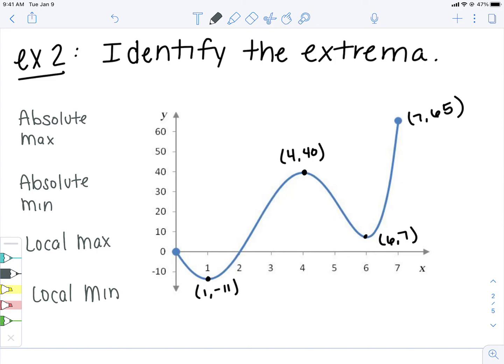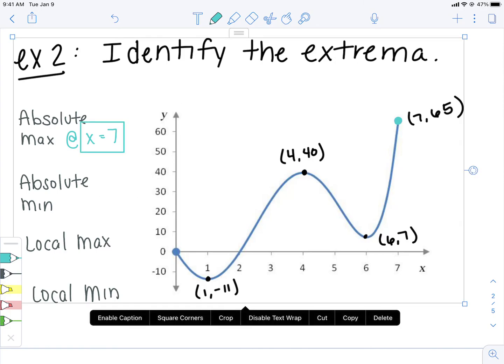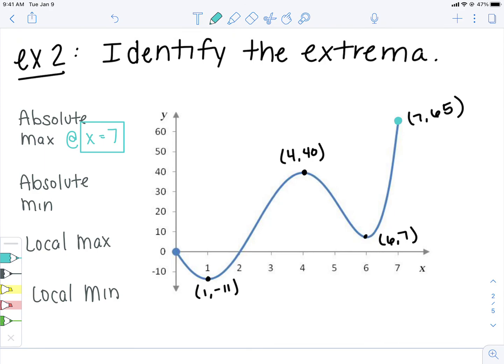Where is my absolute max? At 7, right? My highest point on my graph is right here. So I would say at x equals 7. X equals 7 is my absolute max, the highest point I can physically touch.